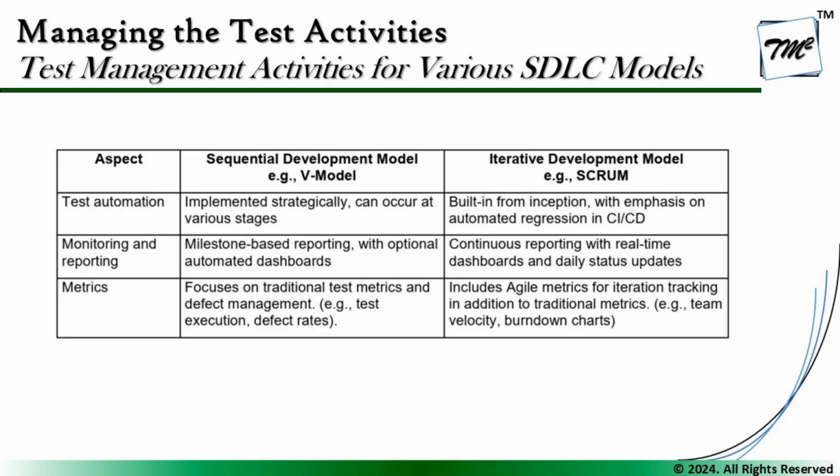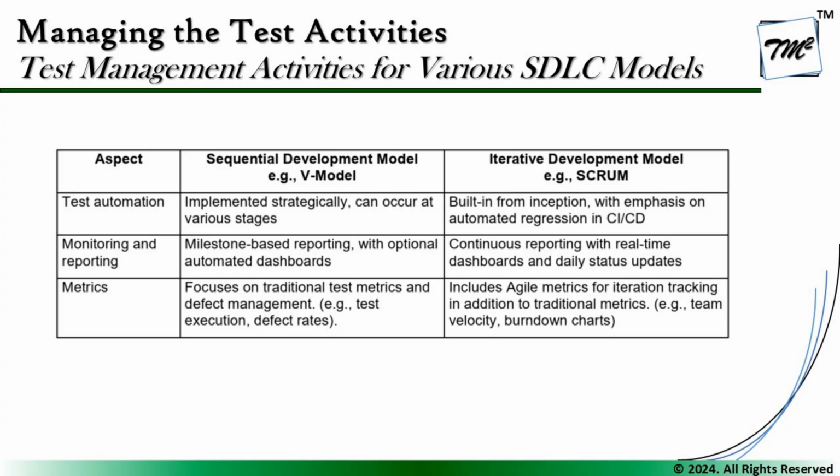So let's add furthermore. Of course, the list is not yet over. The next thing is highlighting test automation. Indeed, for the sequential, it is implemented strategically and can occur at various stages, whereas in the iterative development model, it is built in from the inception with emphasis on automated regression in CI/CD. And that's what we just discussed a moment back. So this point is quite self-explanatory after our explanation of the previous point.